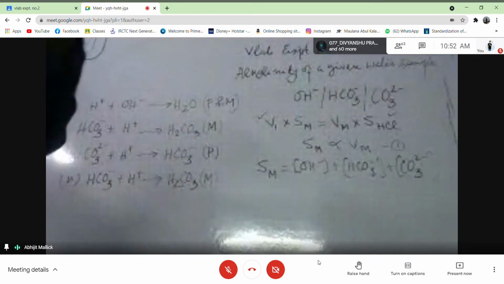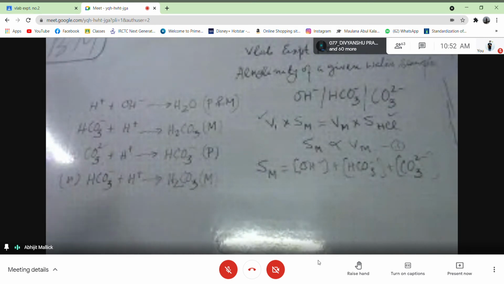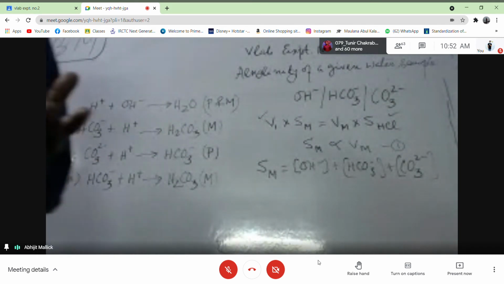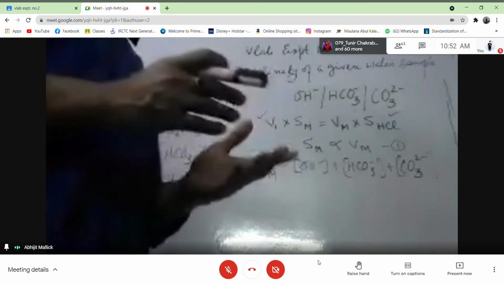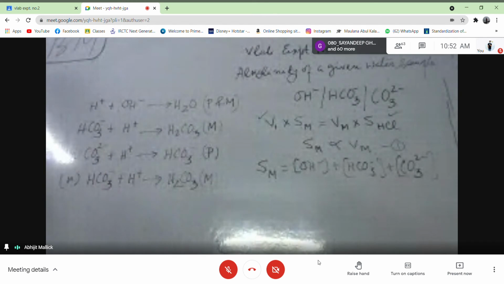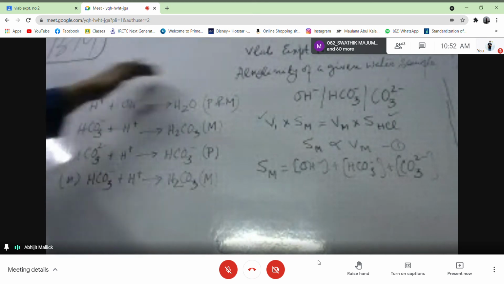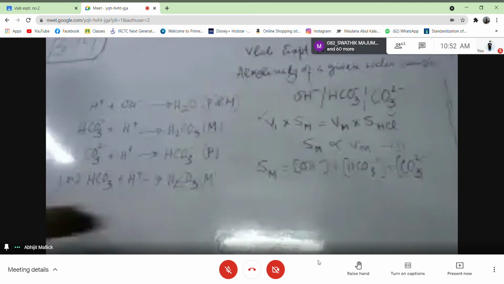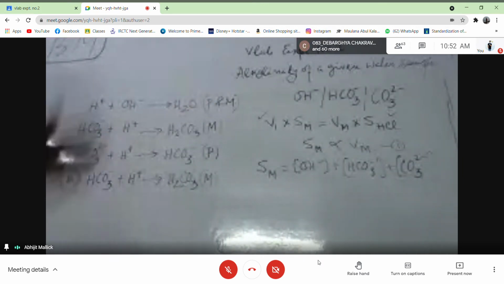Two indicators we have to use. That's why table 2 and table 3 are given in the manual. Table 2 for using phenolphthalein, and table 3 that is for methyl red. Two indicators we require to determine individual concentration. Okay, this part has been written, so I can erase it. This part.